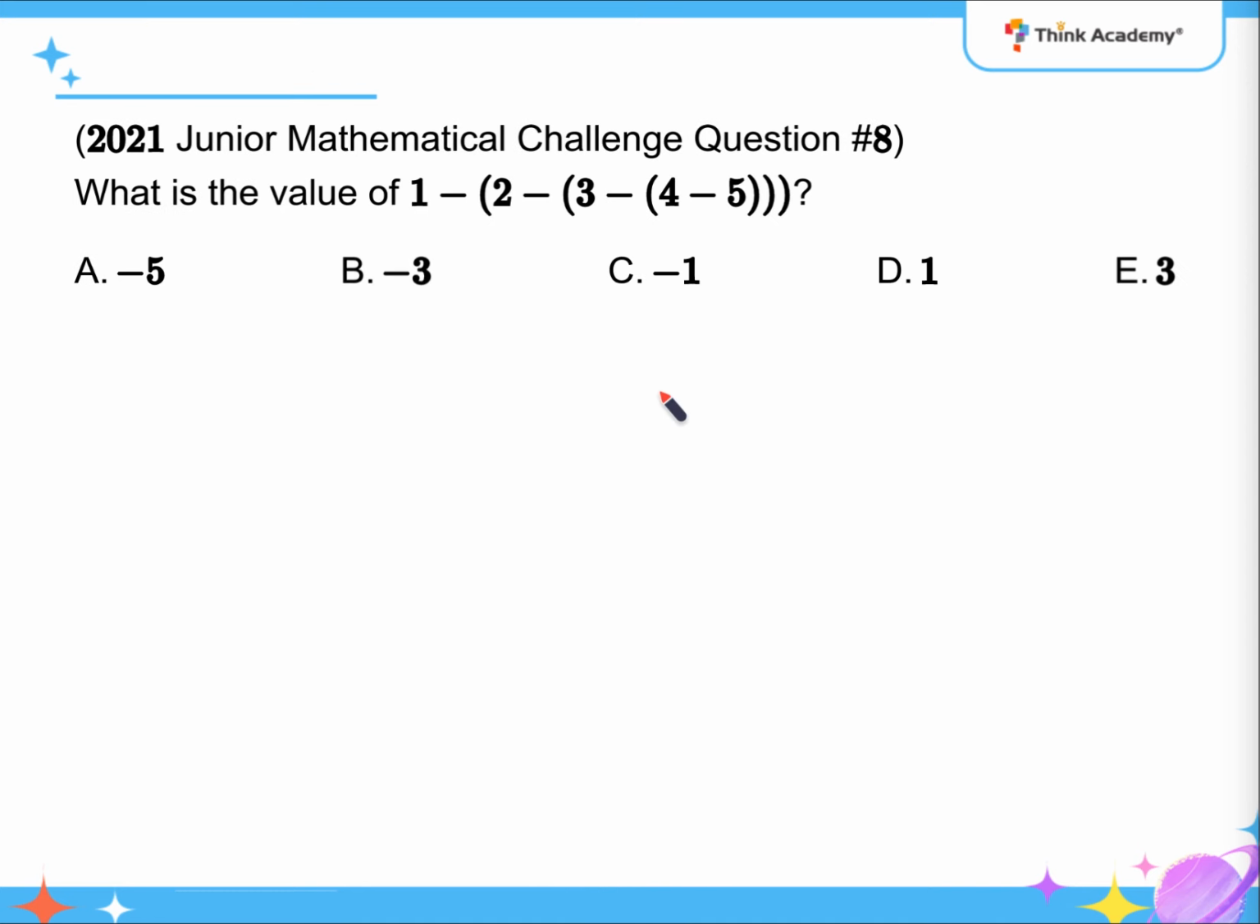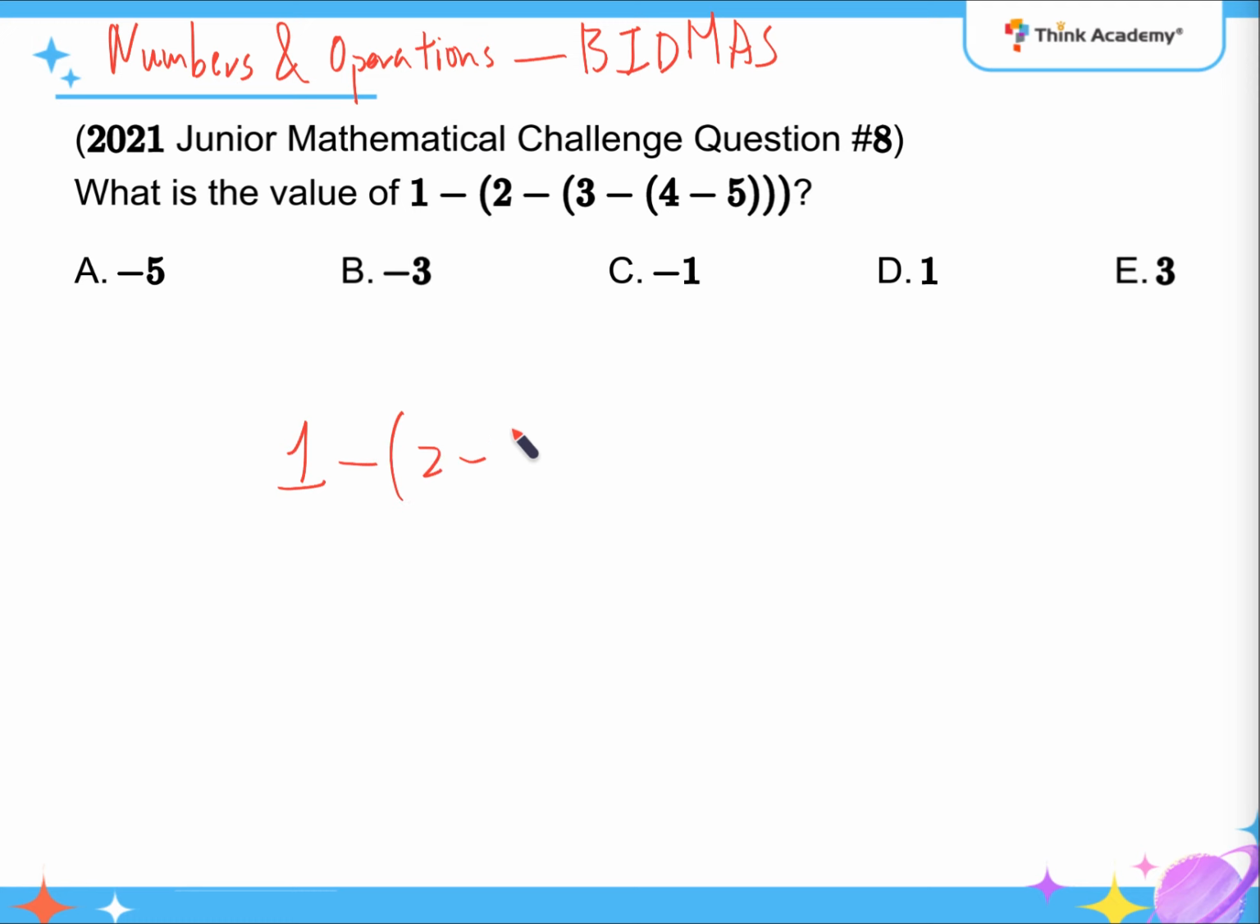And moving on to question 8. Again, this is a numbers and operations question. And it will be on bitmas again. So, first of all, we're calculating 4 take away 5, such that the equation will become 1 take away in brackets 2 take away in brackets 3 take away 4 take away 5 is minus 1, so in brackets minus 1. That's it. And if 3 is taking away minus 1, we know that's equal to 3 adding 1, right? So that's going to be 4.